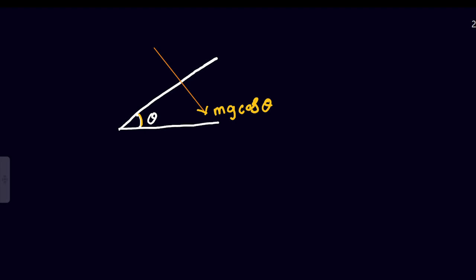This is perpendicular to the inclined plane. And then this component, which is what, tell me? This is mg sin theta. Keep in mind, whenever you find an inclined plane, immediately draw one perpendicular line, mg cos theta, mg sin theta. Immediately you do that. Keep in mind. Right?